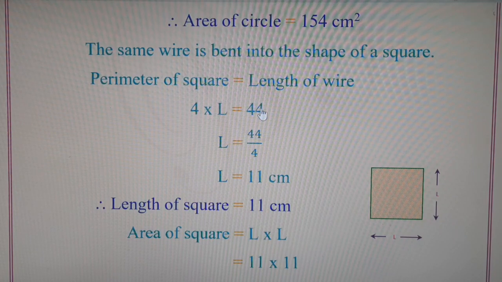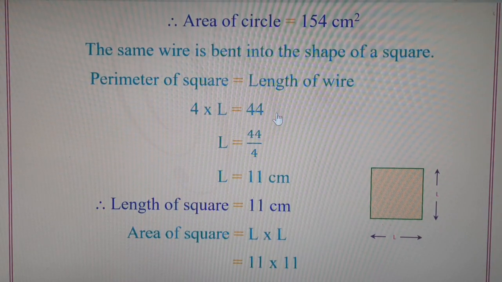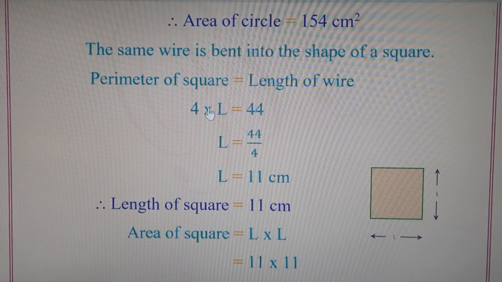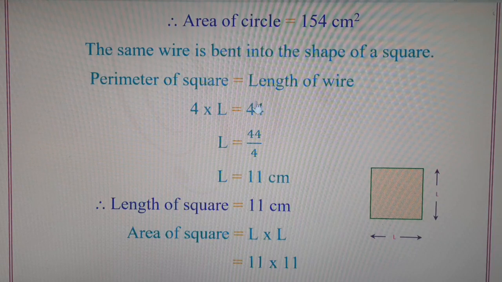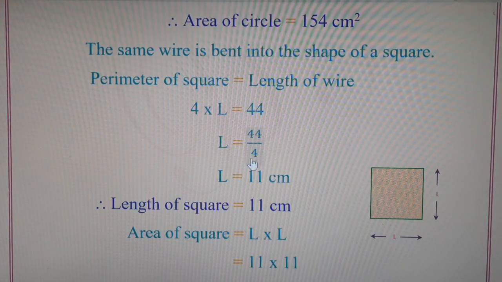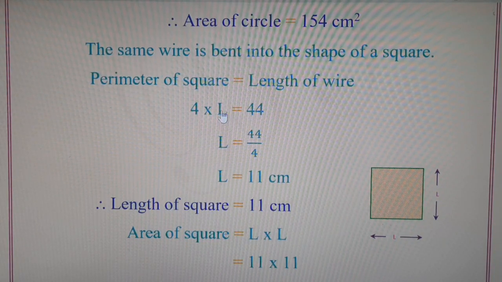That means 4 will go from the left hand side to the right hand side, and we have to use the transpose rule to do this step. So multiply 4 will become divide 4 when we send it from the left hand side to the right hand side using the transpose rule. So 44 divided by 4 we have to write. Again I repeat, multiply 4 will become divide 4 when we send 4 from the left hand side to the right hand side. So 44 upon 4. L is equal to 44 upon 4.